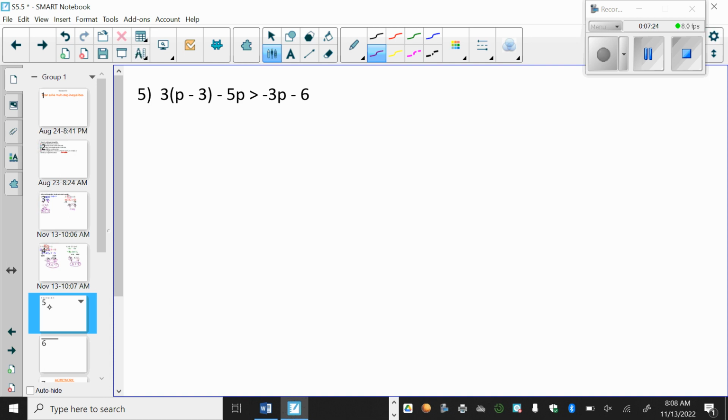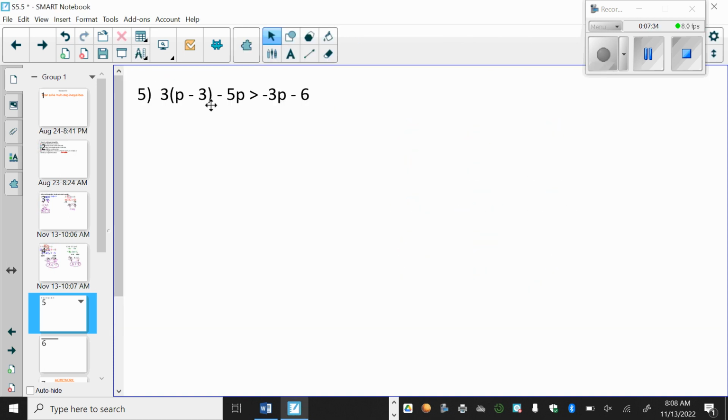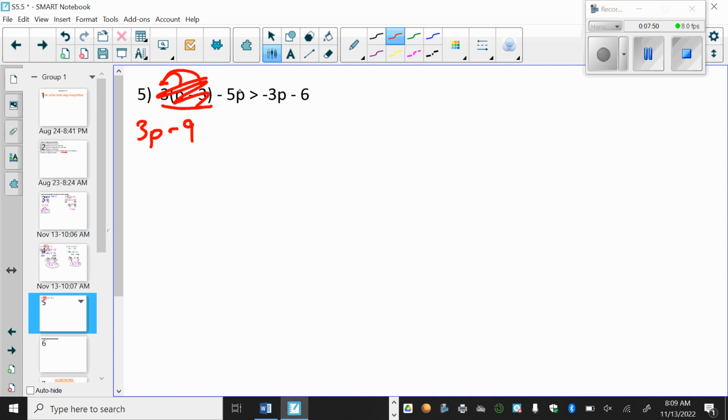Here is when we're going to put it all together, guys. You ready? All right, so step 1, distributive property. Here's my parentheses. I'm going to distribute these right here. I'm going to multiply 3 times p to get 3p, and then multiply 3 times negative 3 to get negative 9. Those are done. Bring down my minus 5p.